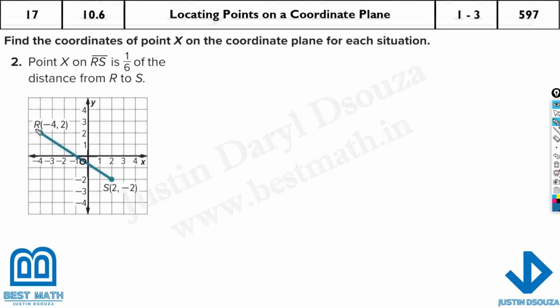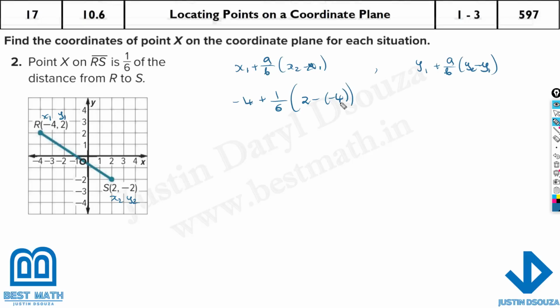Now it's R to S. This is x1, y1, x2, y2. Now let's substitute in the formula. It's x1 plus a by b, x2 minus x1. And over here, the second coordinate, y1 plus a by b, y2 minus y1. The substitutions would be minus 4 plus 1/6. That's the ratio given here in the question. And we have x2, that is 2 minus of minus 4.